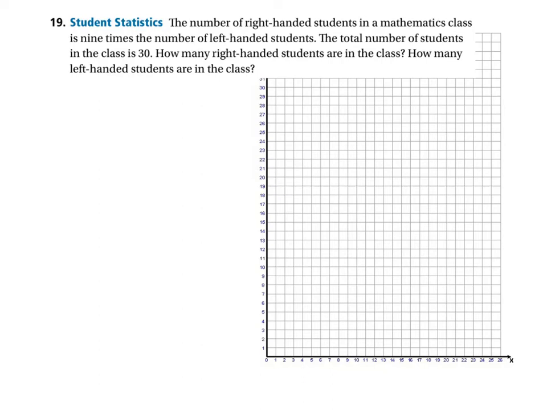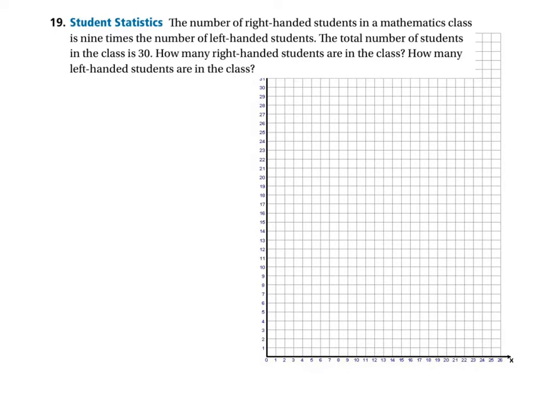Okay, the number of right-handed students in a mathematics class is 9 times the number of left-handed students. This is a known thing by me, a left-hander. So the total number of students in the class is 30. How many right-handed students are in the class and how many left-handed students?